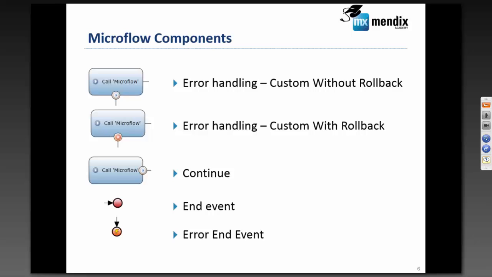If I run error handling custom with rollback, it's going to roll back everything within that microflow. However, it's still going to give me that error handling output to where I can do further manipulation or further logging that's going to be required once I run into an exception. You have the ability to continue, which, of course, we do not truly recommend that you use.